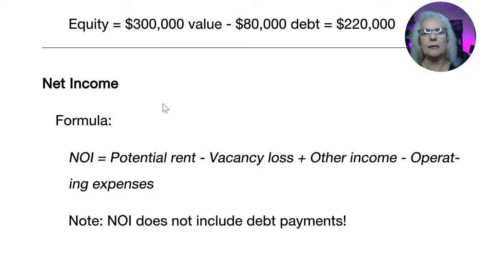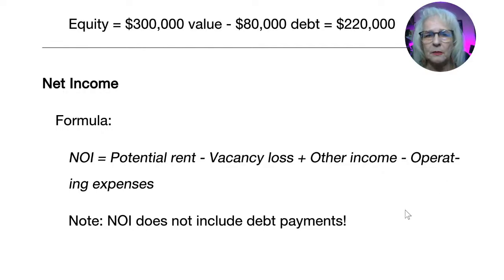All right, net income. Income minus operating expenses equals net income. Potential net operating income equals potential rent minus the vacancy loss, right? They don't have 100% rental, so you have to deduct the cost of having certain units vacant, plus other income, which could be a vending machine, a laundromat, washer and dryer machines, things like that, minus operating expenses. So vacancy loss is deducted; that's from units that are vacant.